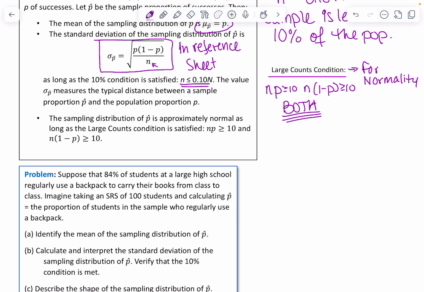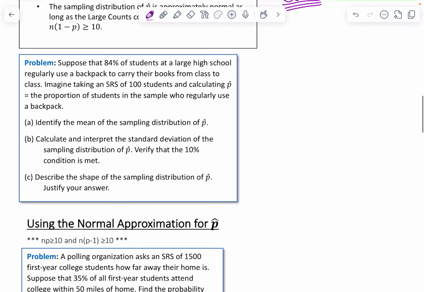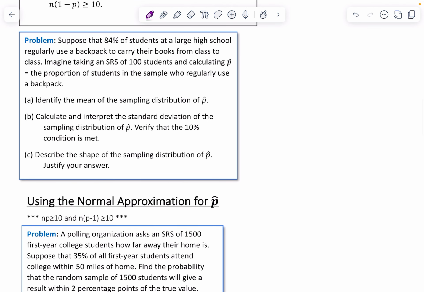All right, so let's do an example. Suppose 84% of students at a large high school regularly use a backpack to carry their books from class to class. Imagine taking a simple random sample of 100 students and calculating p hat, the proportion of students in the sample who regularly use a backpack. All right, identify the mean of the sampling distribution of p hat. All right, the mean of p hat is just going to be p, which in this case was 0.84, that's it.